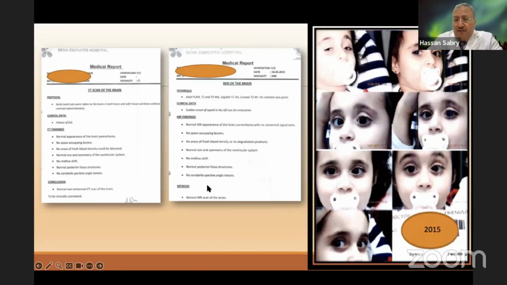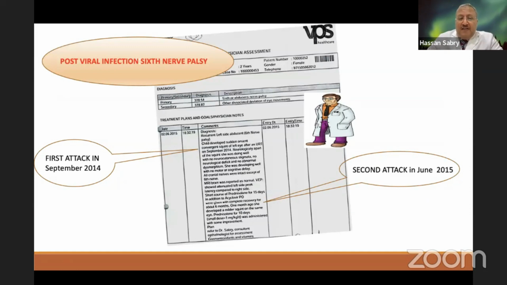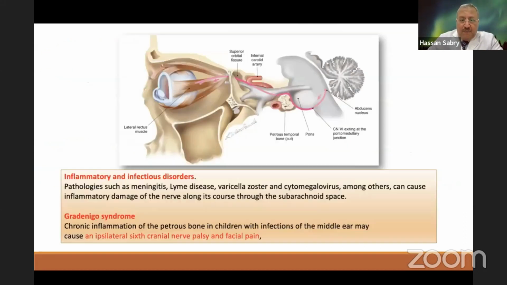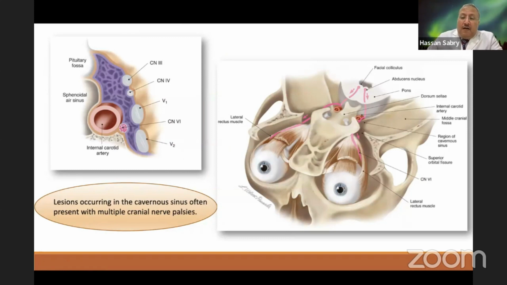When you examine her chart, she came twice before with the same condition. So the patient has 3 incidents of sixth nerve palsy, which in this case is post-viral infection and inflammation. So inflammatory and infectious disorders can cause abducens nerve palsy. Something called Gradenigo syndrome, when there is infection of otitis media that causes inflammation of the petrous bone, where the abducens nerve is closely passing by it, can also cause sixth nerve palsy and facial pain. If you have sixth nerve palsy with other nerve palsies, it might be infection of the cavernous sinus, which should also be managed properly.